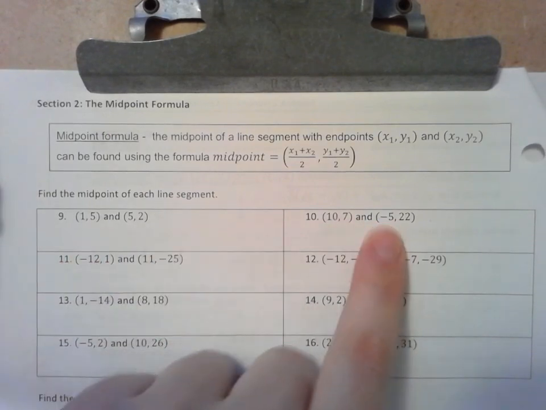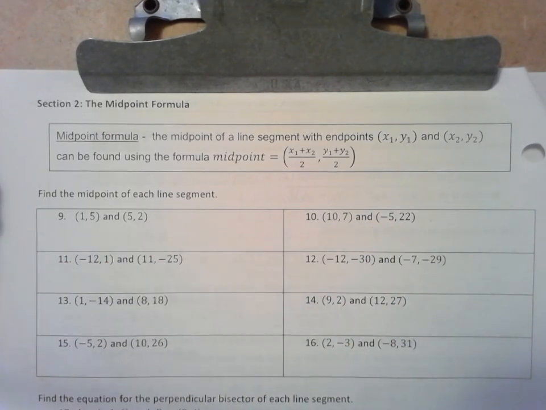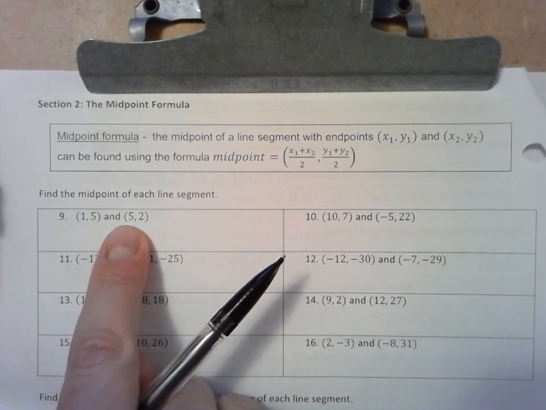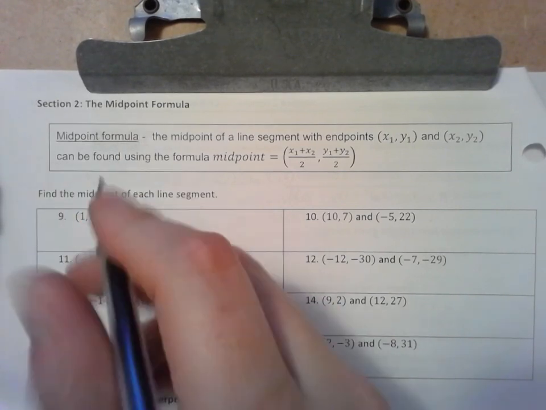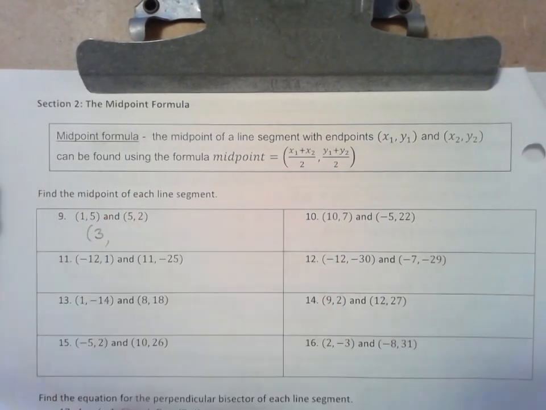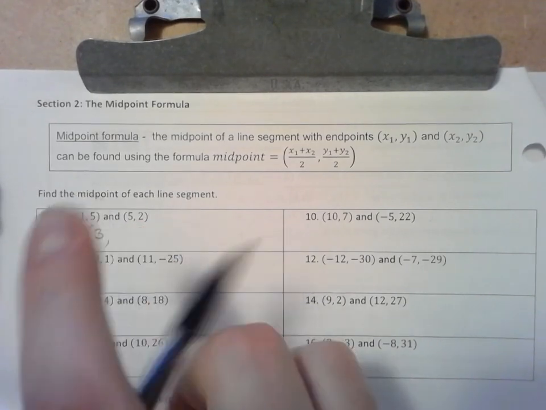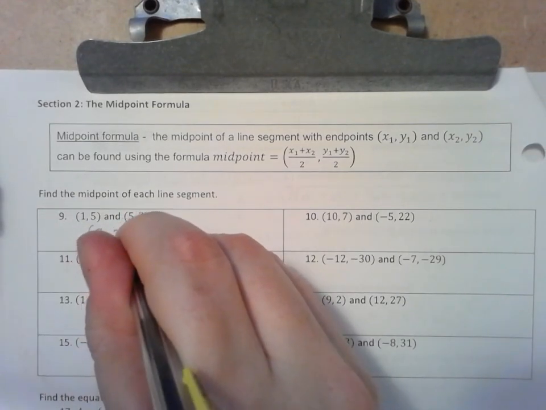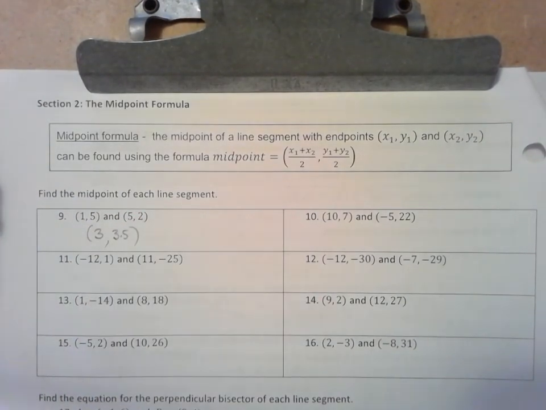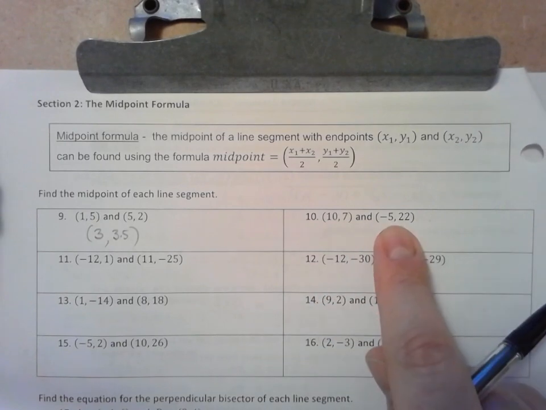Let's put this into play. Let's find the midpoint for all of these. Add together the x's, divide by 2. 1 and 5 make 6, divided by 2 is 3. 5 plus 2 makes 7. 7 divided by 2 is 3.5. So the midpoint between these 2 points would be the point 3 and 3.5. It's okay to use decimals. Sometimes we can't avoid it.